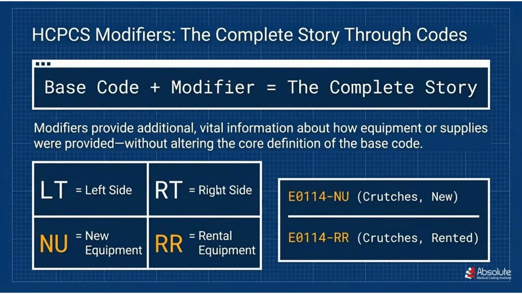These are some common HCPCS Level II modifiers: LT, RT. I would say these are the most common. And of course, we talked about the digits. And this NU, this is new equipment, RR is rental equipment. And this is an example of how to apply it over here.